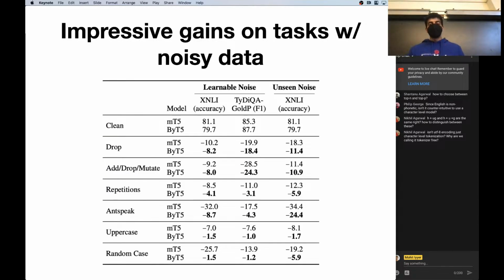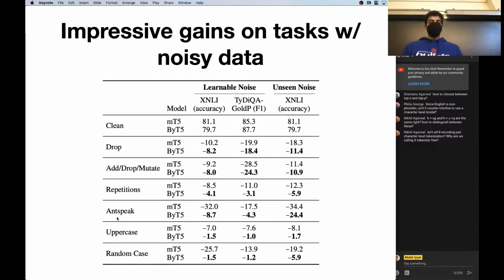Another benefit is that if you have tasks that have noisy data, this byte encoding, tokenization, is going to be much more robust to misspellings or random noise injected than the subword level model. And to test this in the byte T5 paper, they add different types of noise to various data sets and observe the model performance as you add more noise. So some of the noise they add is dropping characters, repeating characters.